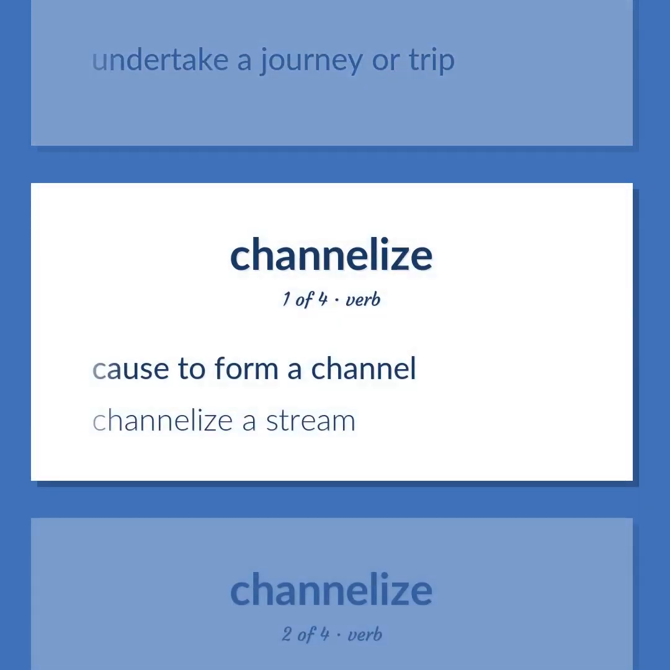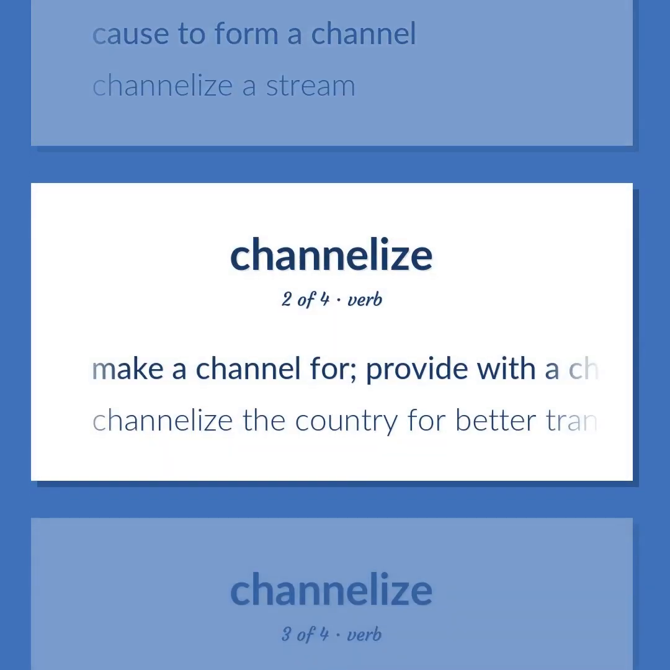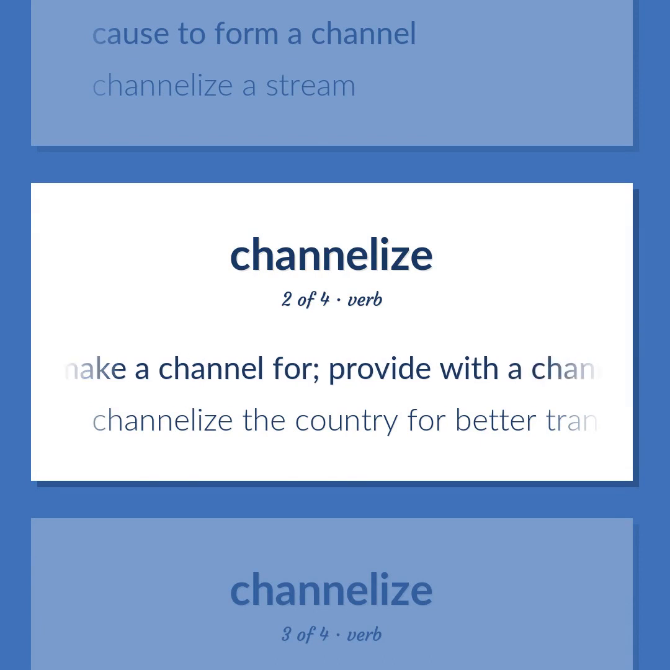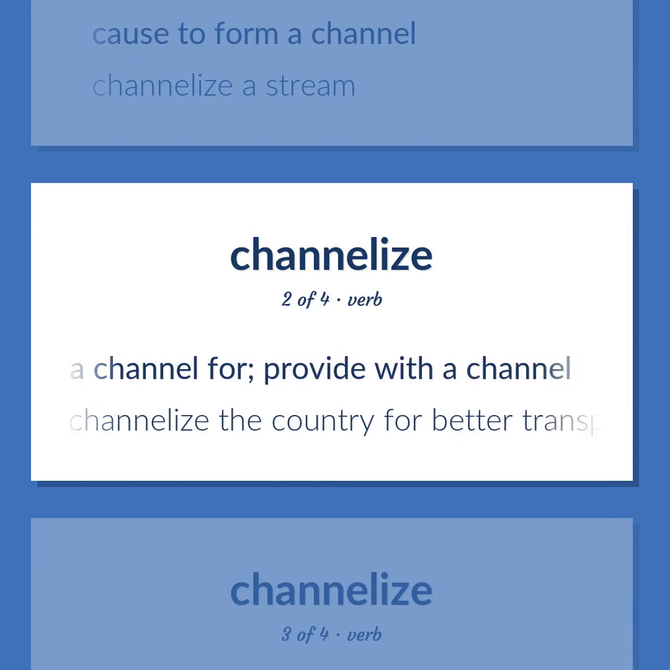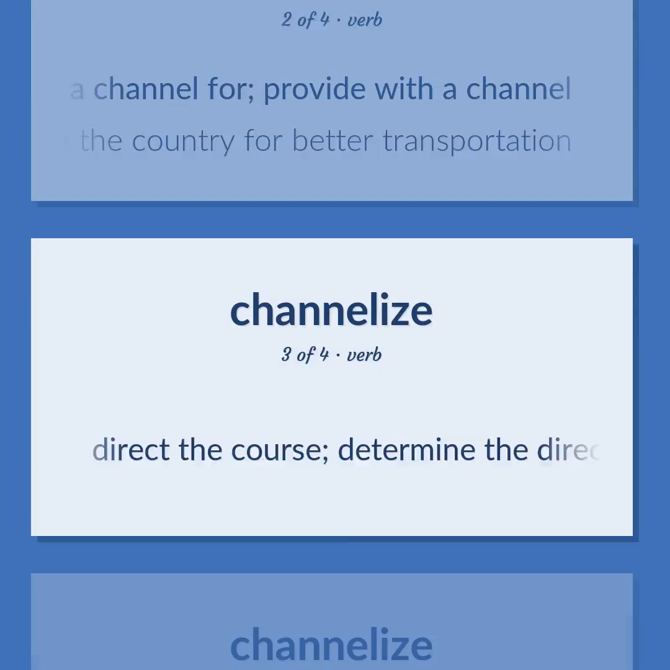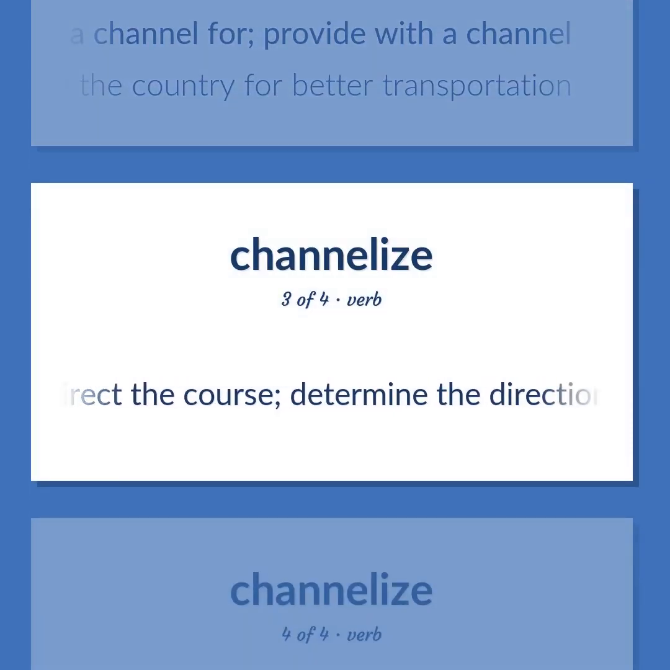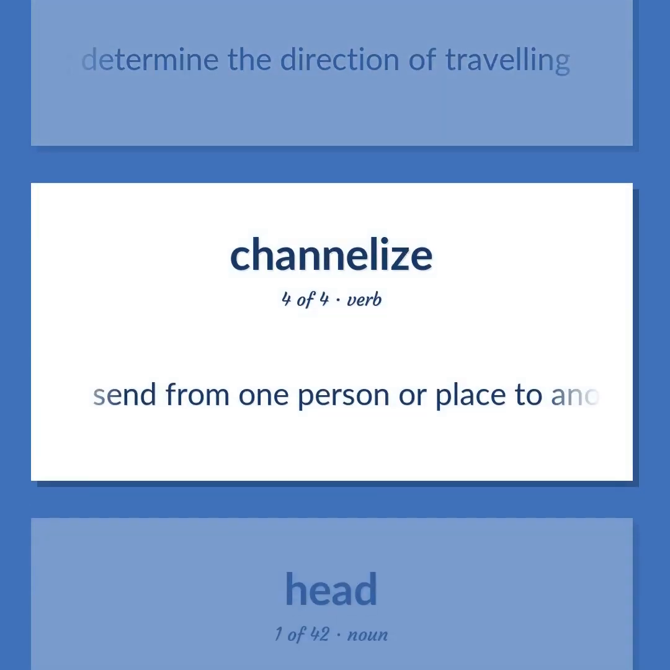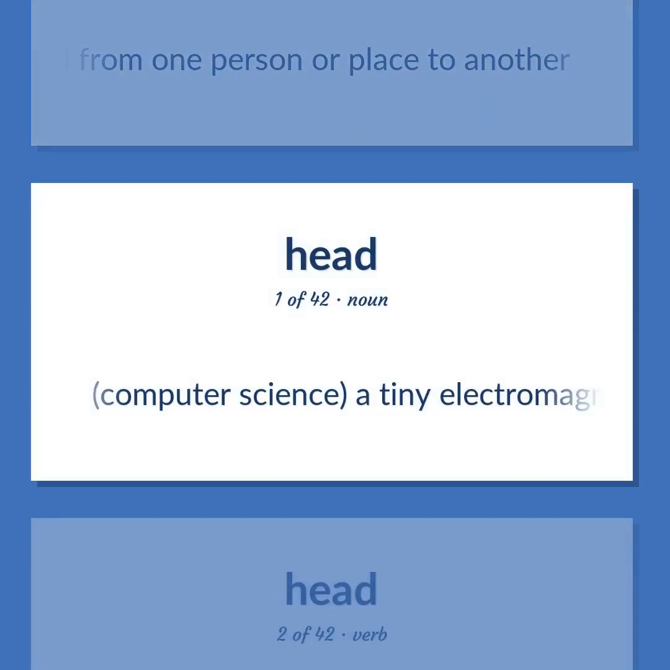Cause to form a channel. Channelize a stream. Make a channel for, provide with a channel. Channelize the country for better transportation. Direct the course, determine the direction of traveling. Send from one person or place to another. Computer science. A tiny electromagnetic coil and metal pole used to write and read magnetic patterns on a disk.